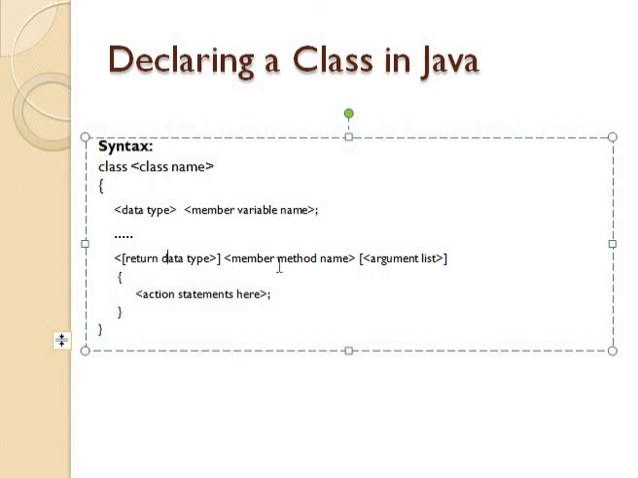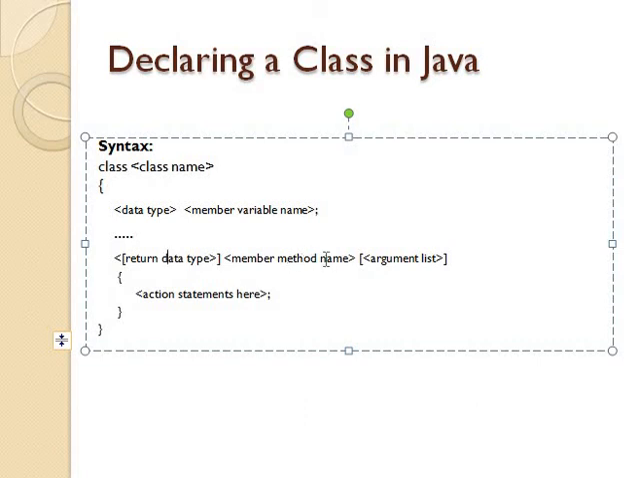But if the member method returns a value, say for example if it returns an integer value, then the return data type will be int. Or else if the member method returns a decimal value, then the return data type will be float. Or else if the member method returns a larger integer value, then the return data type will be long.